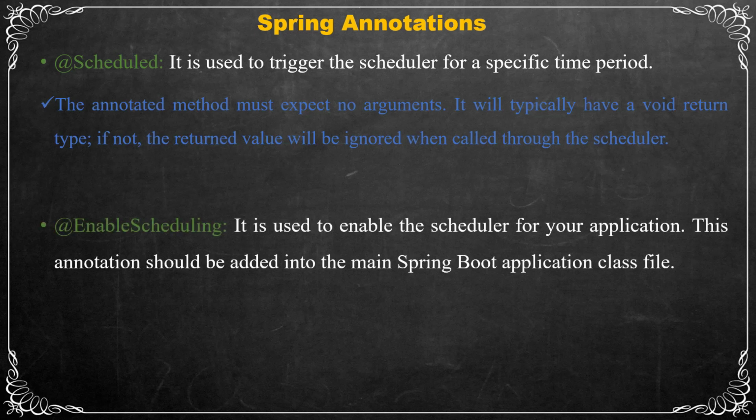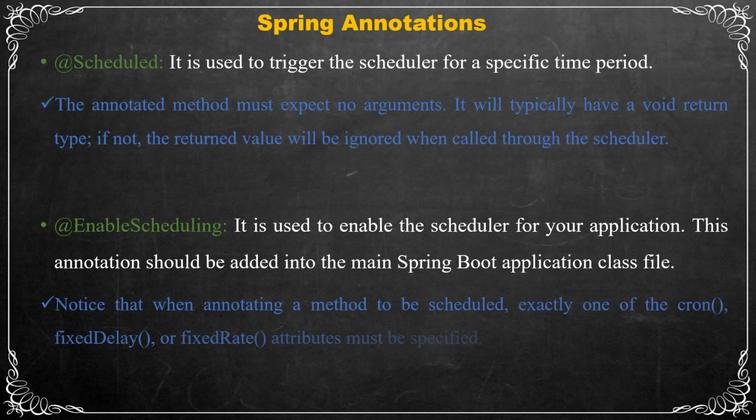Enable scheduling annotation is used to enable the scheduler for your application. This annotation should be added into the main Spring Boot application class file. Please notice that when annotating a method to be scheduled, exactly one of the cron, fixed delay, or fixed rate attributes must be specified.